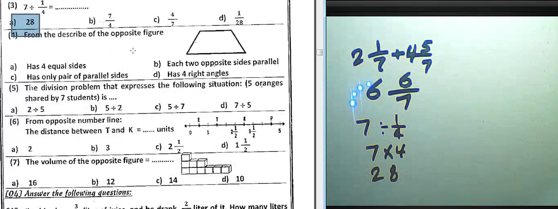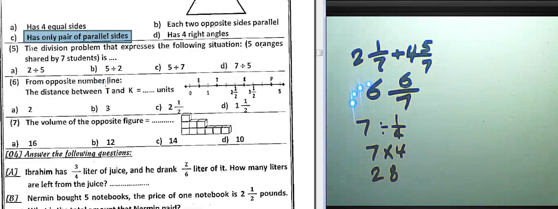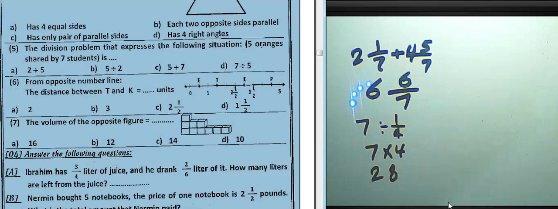From the description, the figure has 4 equal sides? No, it has only one pair of parallel sides. Yes, it's a trapezium. A trapezium has only one pair of parallel sides.